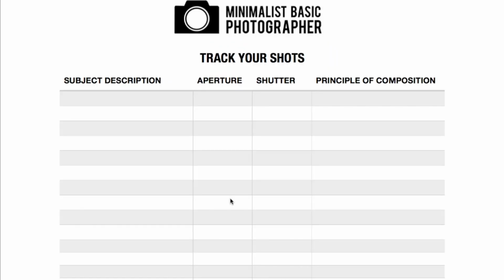So that's the challenge. Now there is, again, an exposure log here in the assignment. You're going to write down the description of the subject, the aperture, shutter speed, and the principle of composition that you're exploring so you can track it, because sometimes you look at your photograph and you're like, was that simplicity or was that balance? I can't remember exactly. Write it down. All right, that's composition.